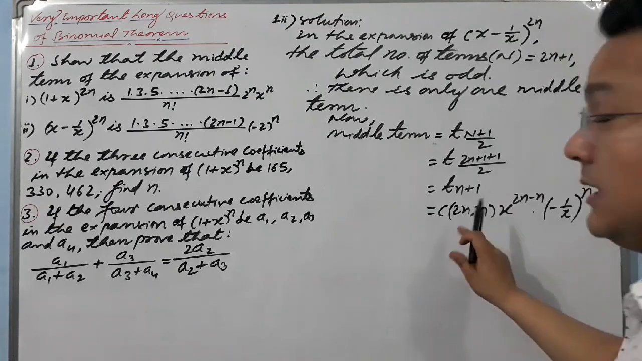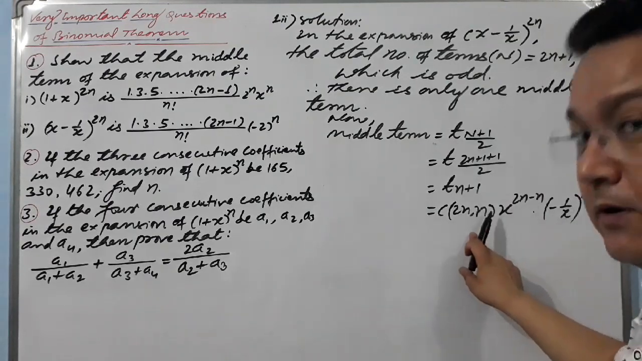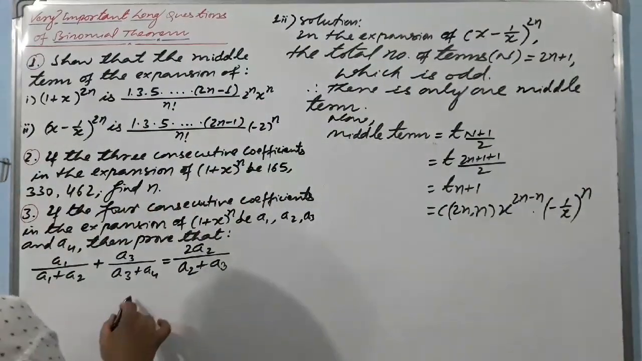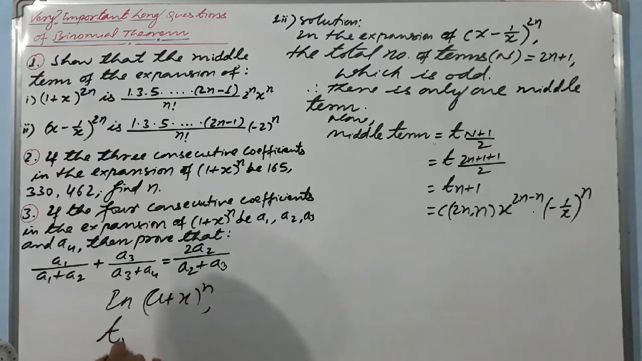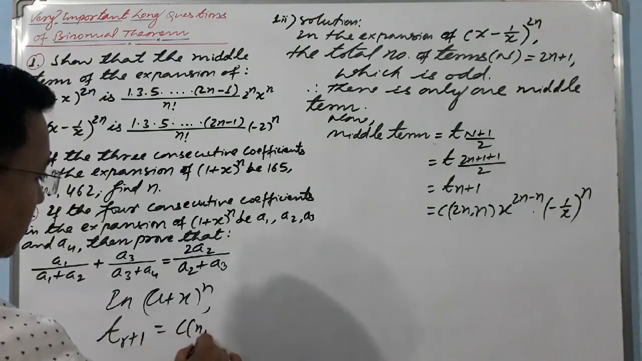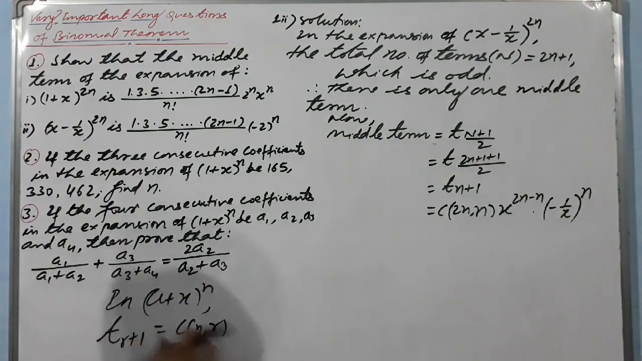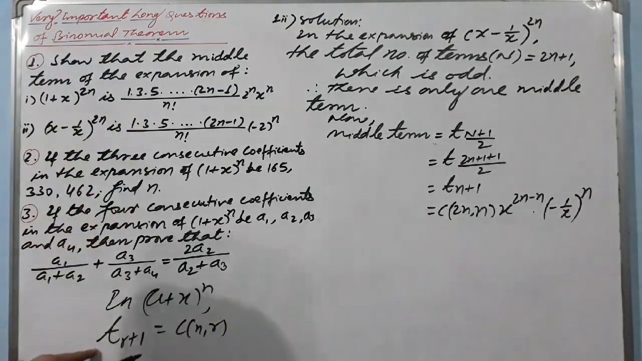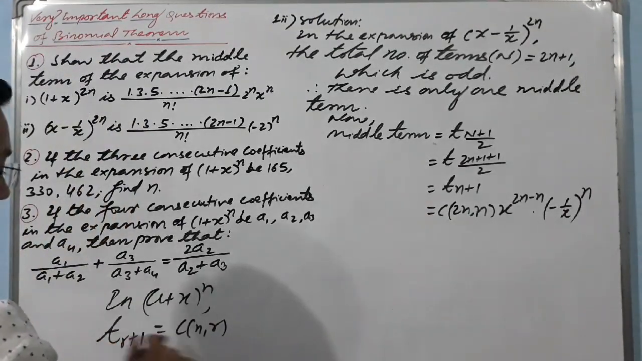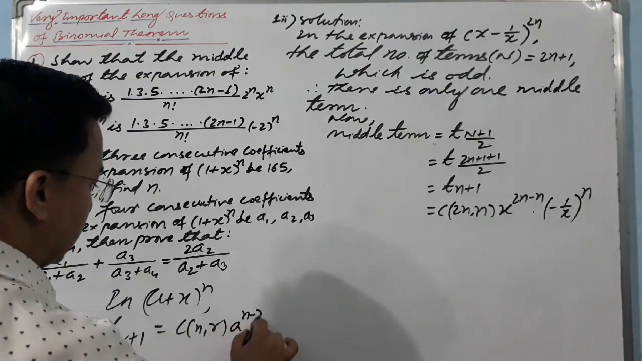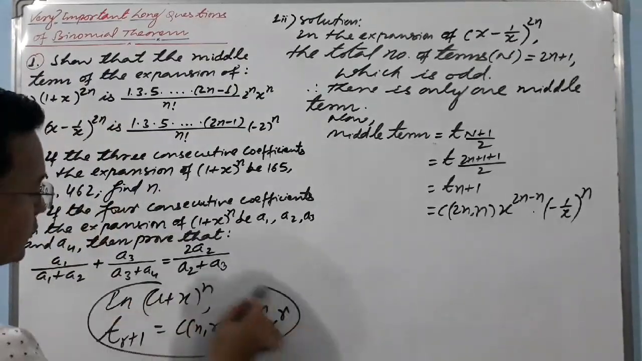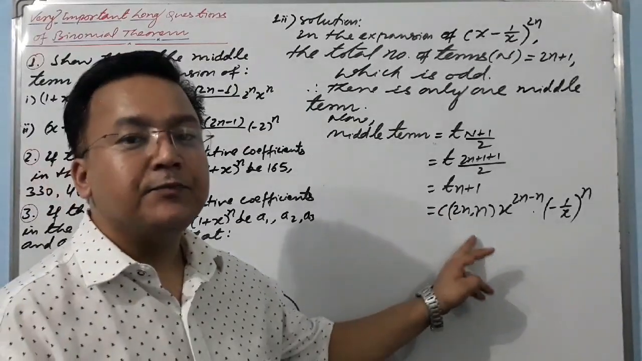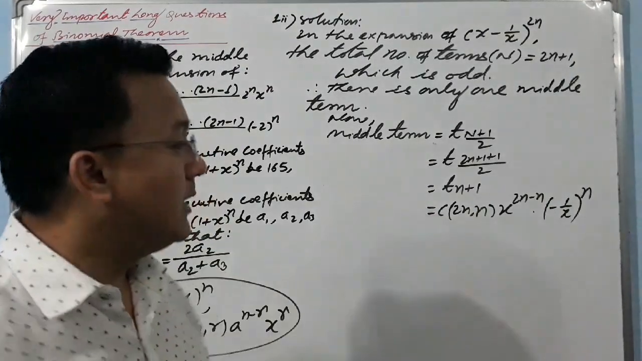Now I think you understood how to write this one. Once again, let me tell you, (a plus x) raised to power n, T of r plus 1, this formula we use, which is also called the general term, C of n comma r. N is this one, R is this one, because this is also in this form, T of r plus 1, with a raised to n minus r, where a is the first term and the second term is raised to power r. We use this to write down this line. No problem, right?